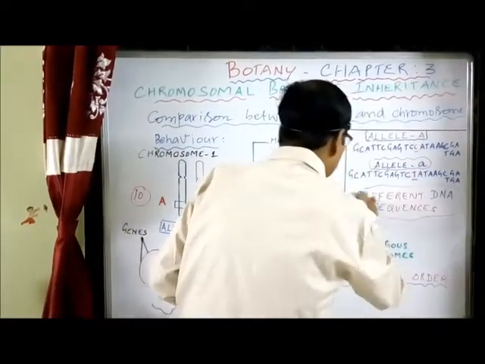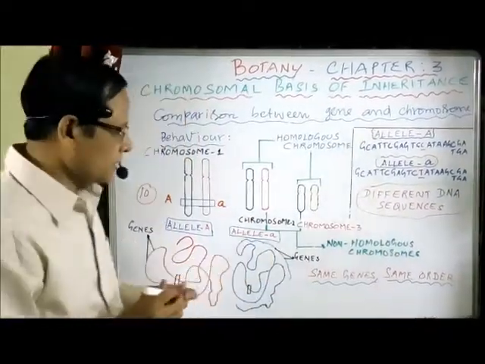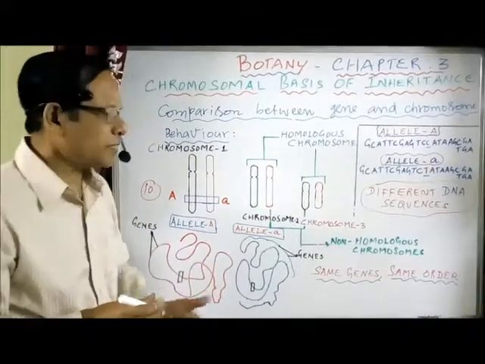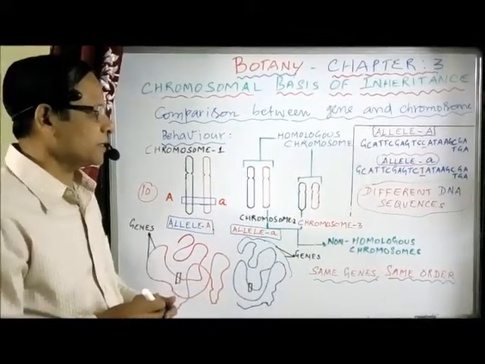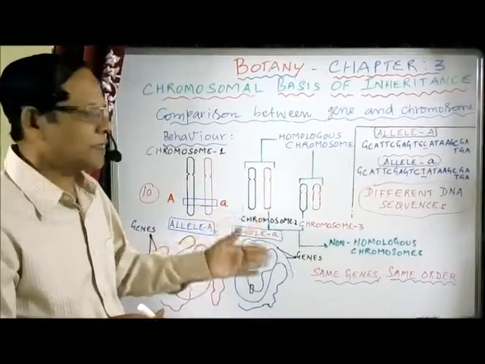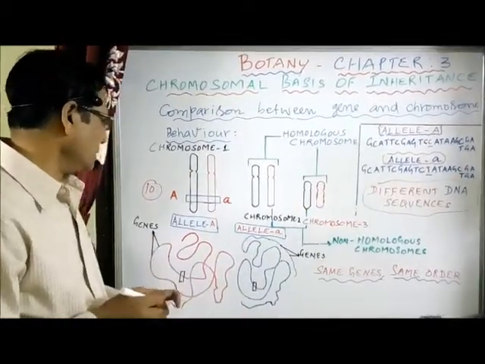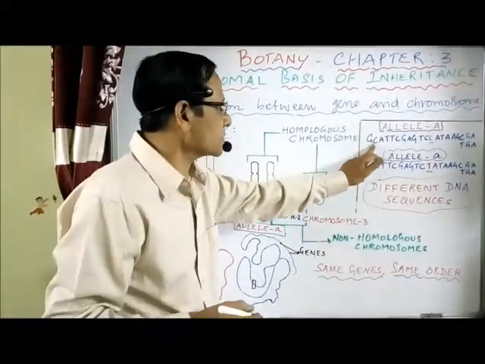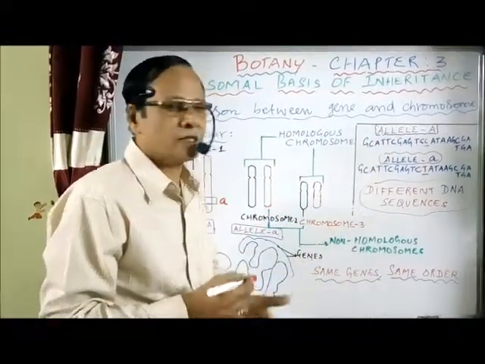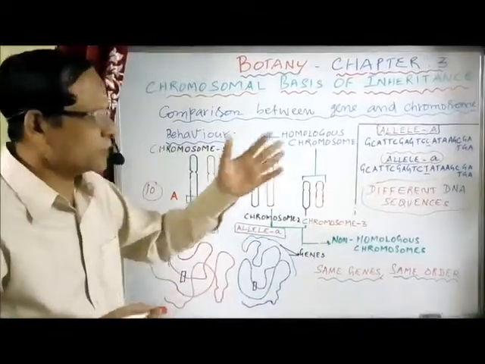Though the two chromosomes are similar in having the same genes arranged in the same order, if you analyze the nature of the DNA, they are different in their DNA sequences. Suppose you are taking allele A. I represented the base sequences, you see GCA like that. There are 23 base pairs represented.